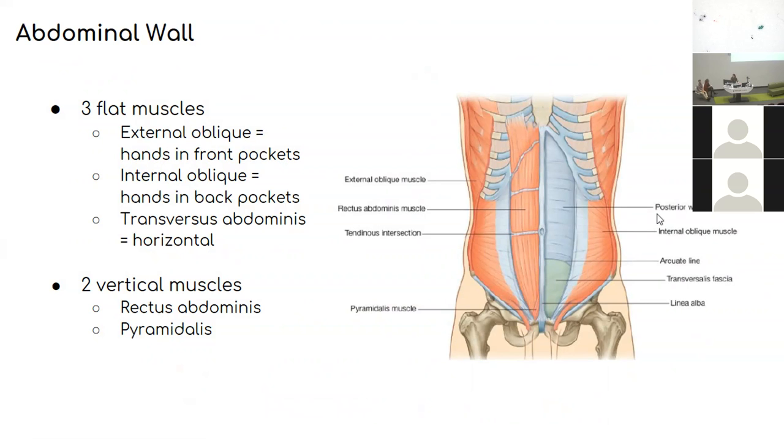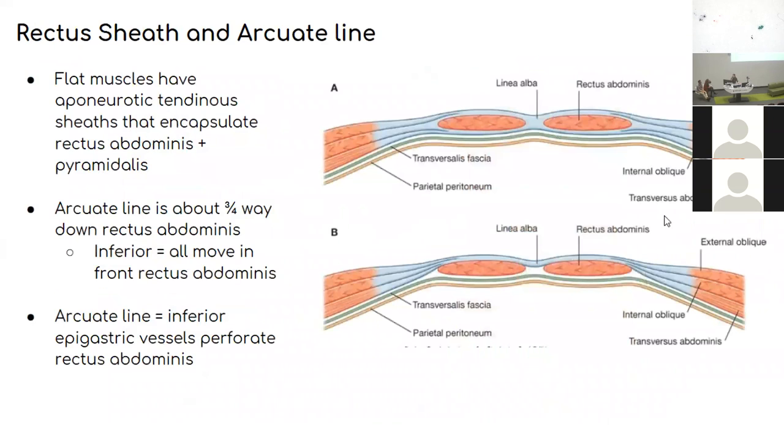Rectus sheath and arcuate line: this is probably going to be a question on the exam, it always is. The flat muscles, the internal, external and transverse, have their aponeurotic sheath, which extends out just after the muscle bulk. They move either in front of or behind the rectus abdominis and create the rectus sheath.